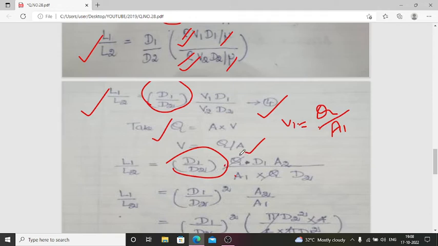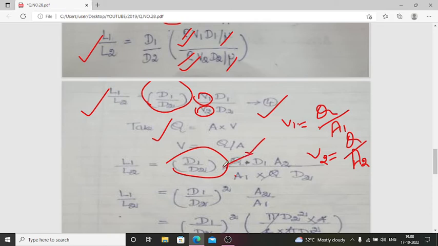Then V2. Similarly, V2 is equal to the second pipe flow rate, also the same value, so Q divided by the second pipe area A2. So replace the V2 with capital Q by A2. Here Q is in the denominator, A2 is in the numerator part. Why? Because V2 is in the denominator part. So we replace V1 and V2: V1 is Q by A1, V2 is Q by A2. Substitute all these terms here.